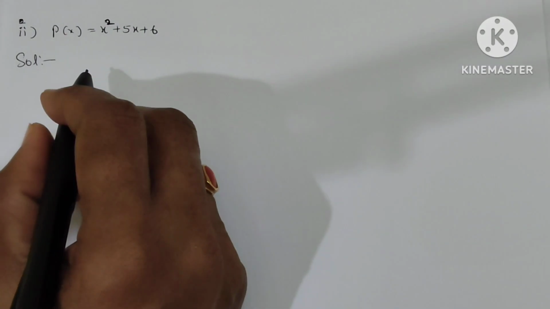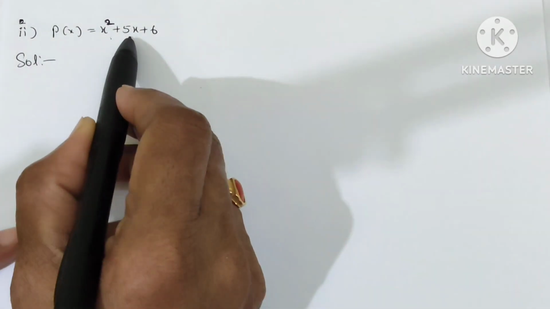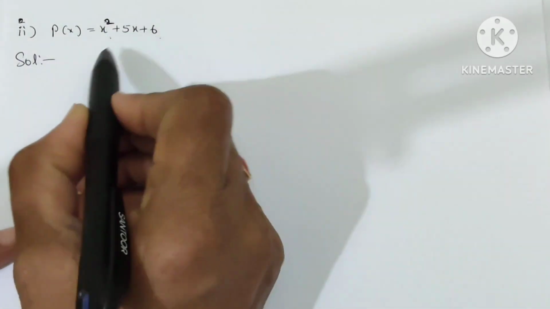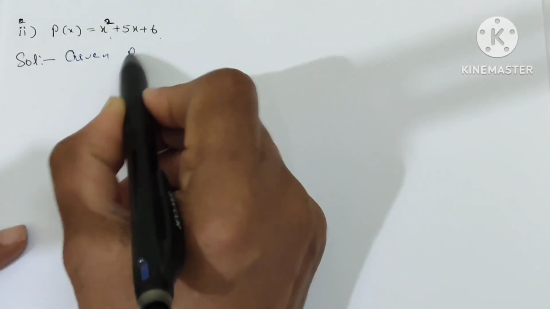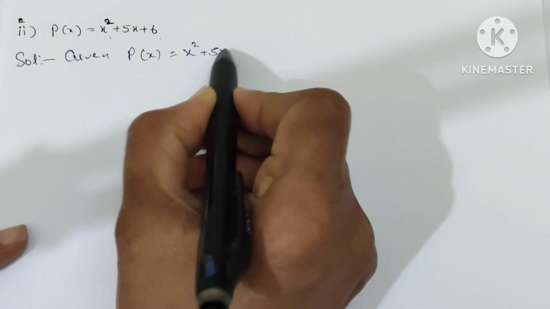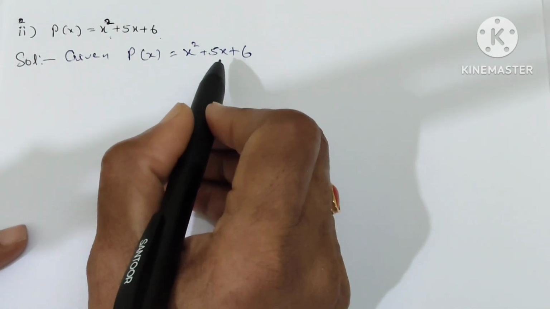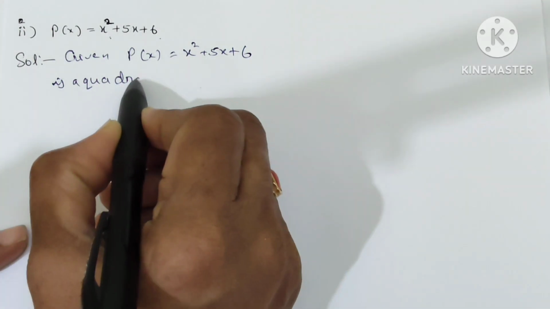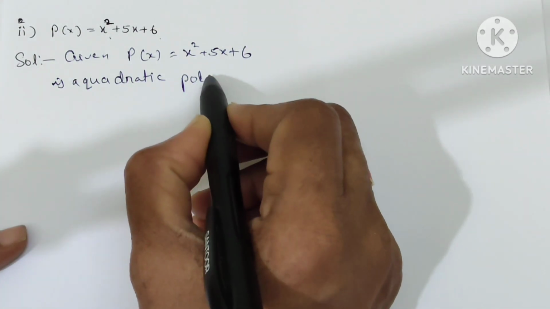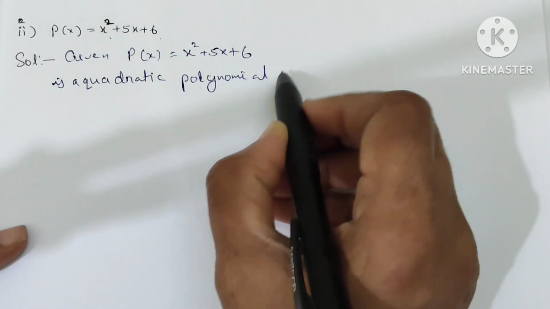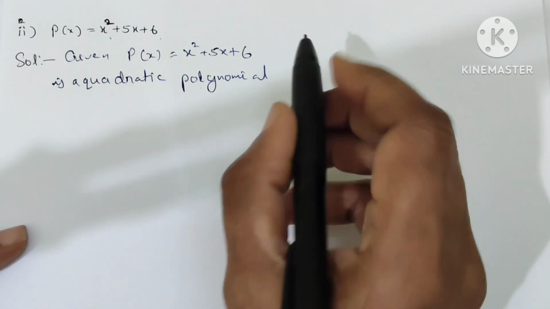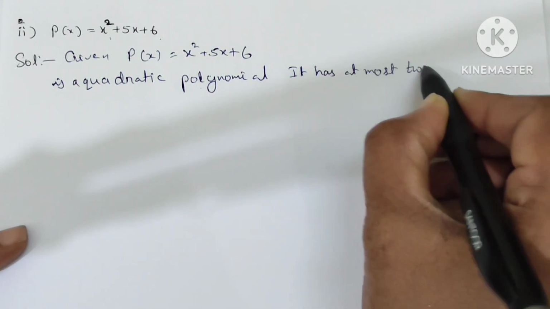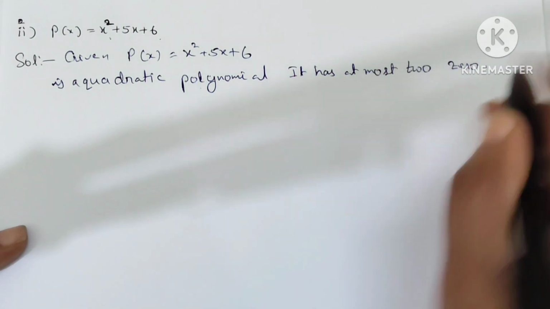Now the second one: the given polynomial is p of x equal to x square plus 5x plus 6. This is a quadratic polynomial, so at most two zeros are there. Quadratic polynomial means it has at most two zeros. So we find those zeros.